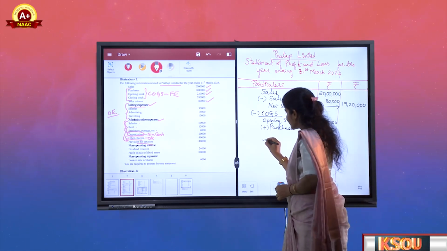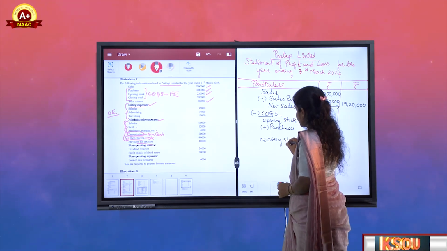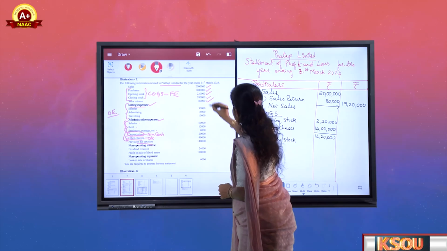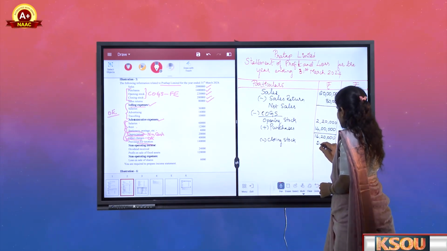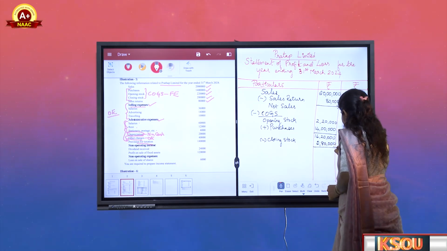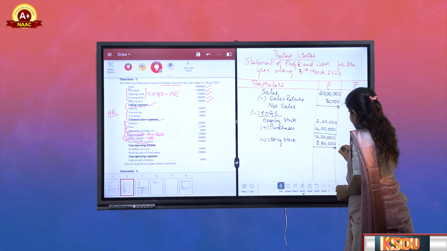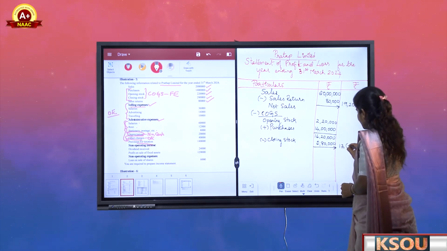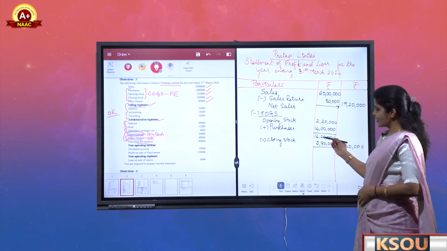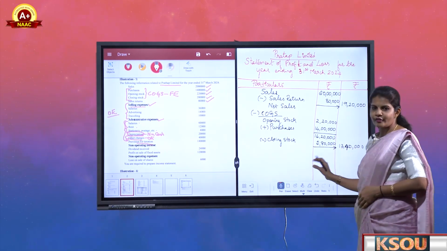So now let us deduct closing stock. What is the amount of closing stock? Closing stock is 2,80,000. Balance, let us take this to the outer column. The difference of this, 16,20,000 minus 2,80,000, is 13,40,000.